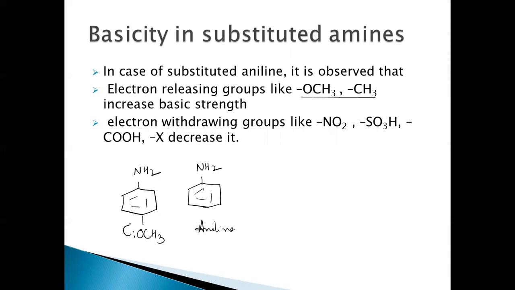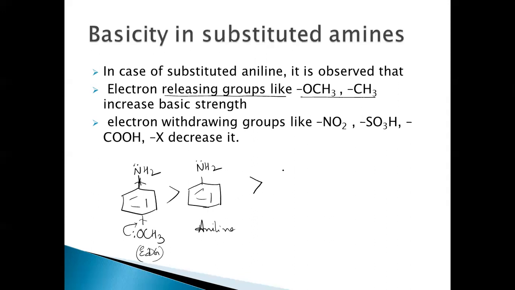This can donate the lone pair of electrons towards the ring, thereby making the availability a little better than that of ammonia. So the electron releasing groups or electron donating groups will make the availability of the electrons on the nitrogen a little more than aniline, thereby making it more basic because of the electron donating capacity of the substituents which are present on the ring. So if there are electron releasing groups like OCH3 and CH3, it will definitely increase the basicity of aniline.